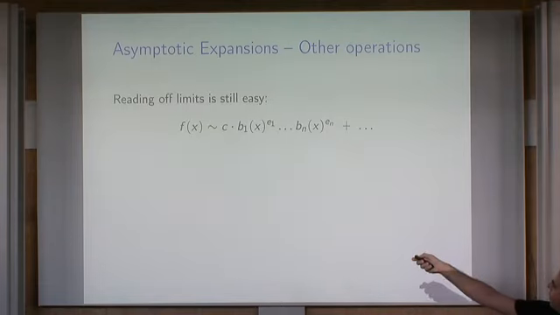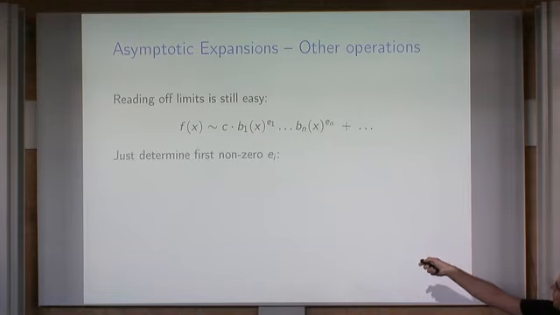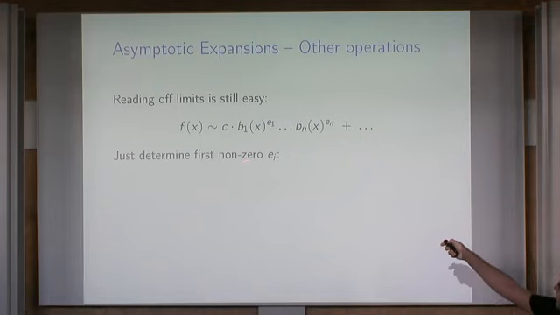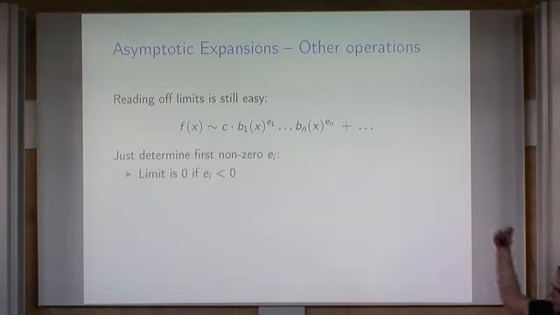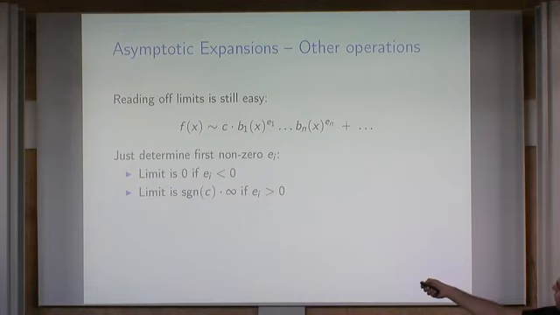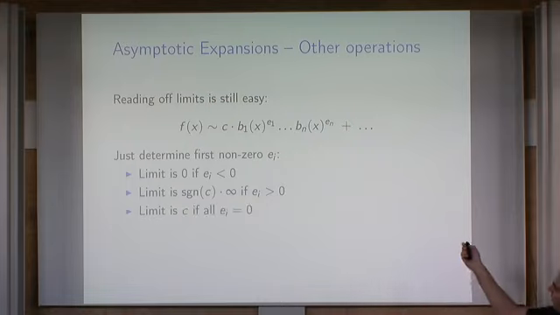So if you want to know the limit of this thing, you can essentially just look at what is the first non-zero exponent here in the list. And if it's negative, then the limit is 0, because the entire thing has to go to 0. And if it's positive, then it is just the sign of this constant times infinity, because the entire thing goes to infinity. And if all of those are 0, then it's just the constant itself. So you can still very easily read off the limit.